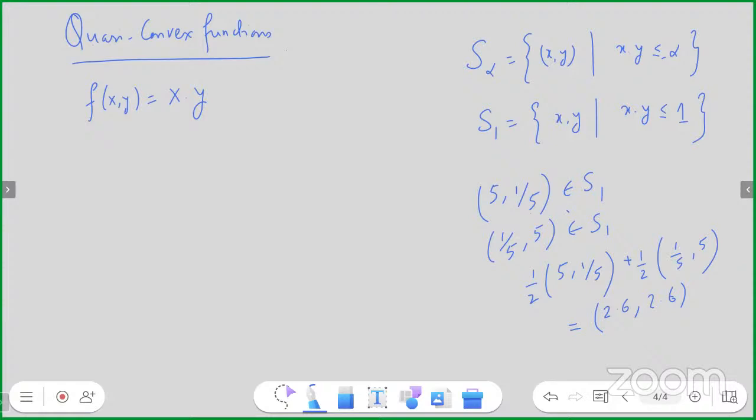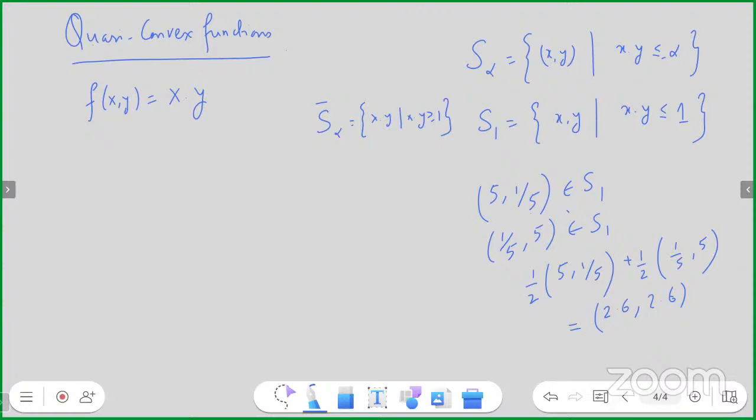Right. If I were to flip it, rather than saying alpha sublevel set, make it super level set. So S bar. So this is clear, right, everybody? Now let's define S bar of alpha to be x comma y such that x times y is greater than 1. What do you think? Is S bar convex?